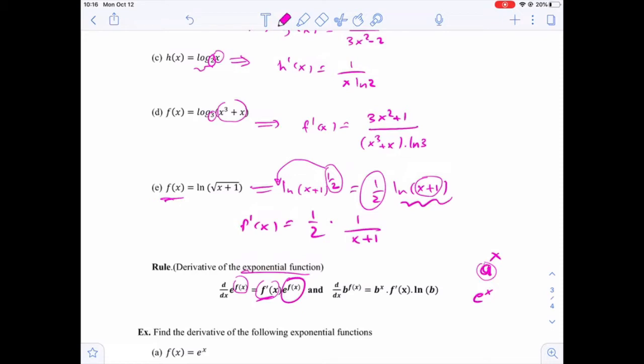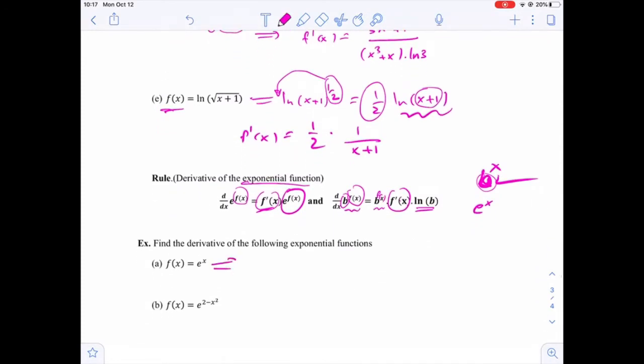Now, in general, this could be a to the x or b to the x, any constant to the power x. So if we consider it as b to the x, what is the derivative of that? It's the derivative of the power, as you can see here, times the same exponential function b to the power f of x. Then we multiply by the natural log of the base. The base is b.